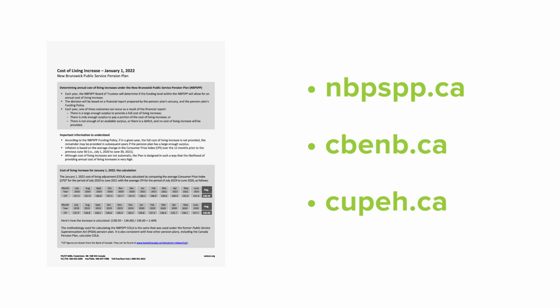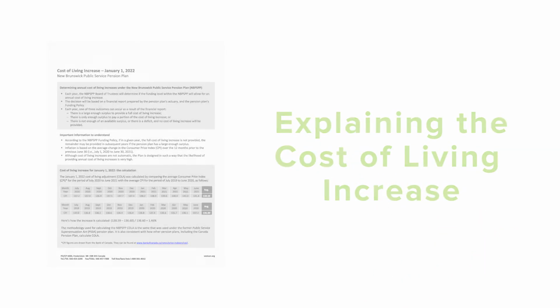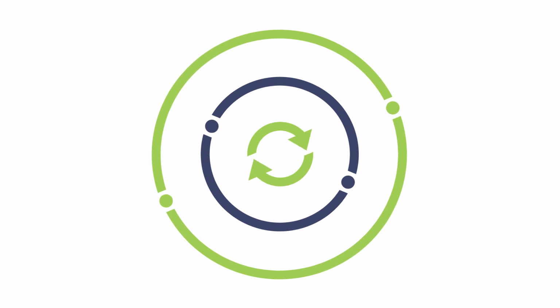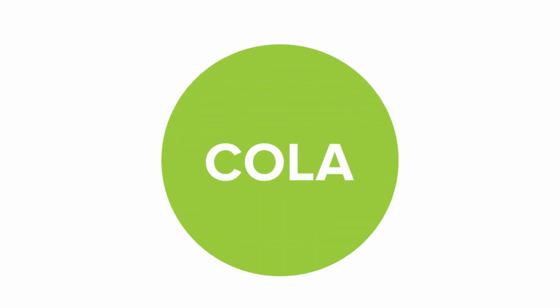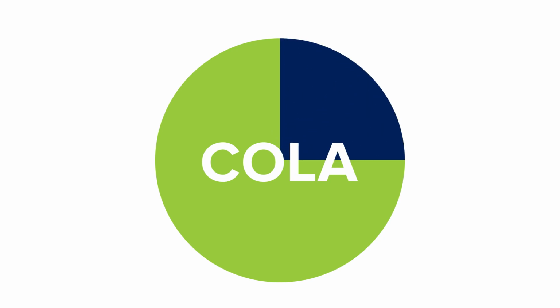Every year, a summary of the calculation is posted to the plan's website. Look for the document called Explaining the Cost of Living Increase, typically posted in the fall. Although cost of living increases are not automatic, the plan is designed in such a way that the likelihood of providing annual cost of living increases is very high. According to the pension plan's funding policy, if in a given year the full cost of living increase is not provided, the remainder may be provided in subsequent years if the pension plan has a large enough surplus.